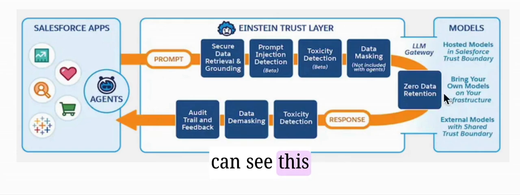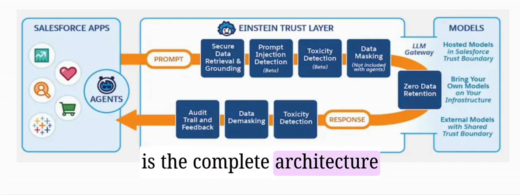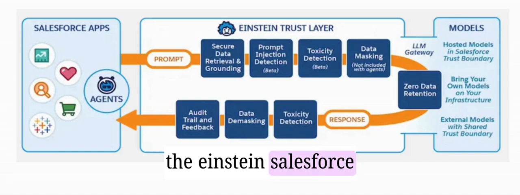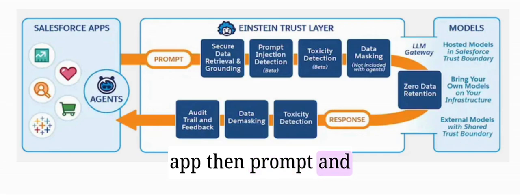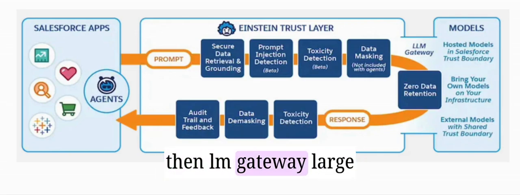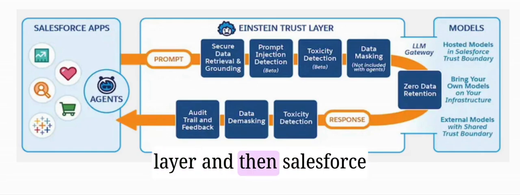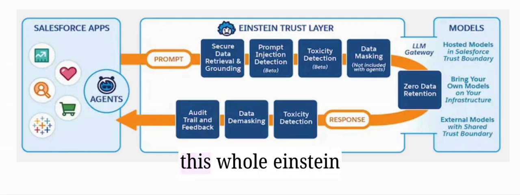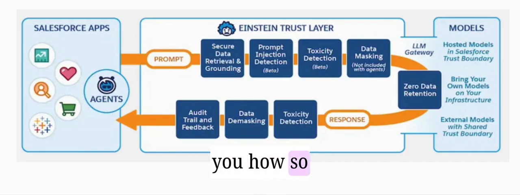As you can see on the screen, this is the whole process of the Einstein Trust Layer. This is the complete architecture: the Salesforce app, then the prompt, then the Einstein Trust Layer, then the LLM gateway, the large language model response, the Einstein Trust Layer again, and then the Salesforce user. In this way, the whole Einstein Trust Layer works. Now I'm going to tell you how. So part one is the Salesforce app.